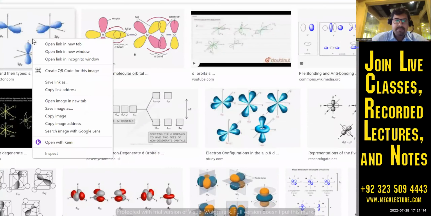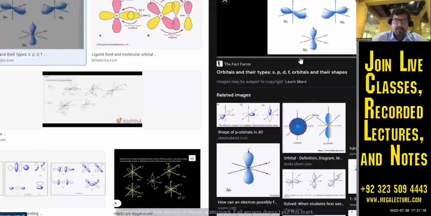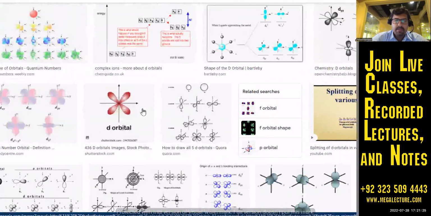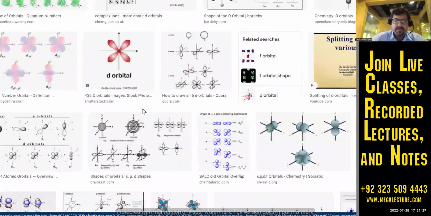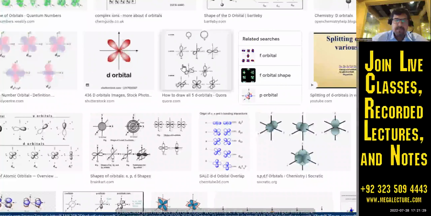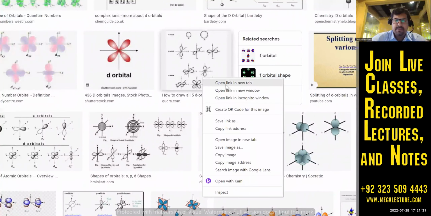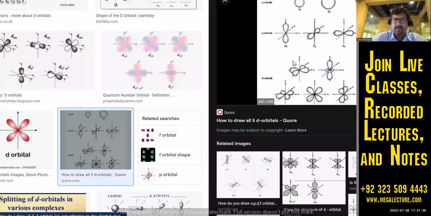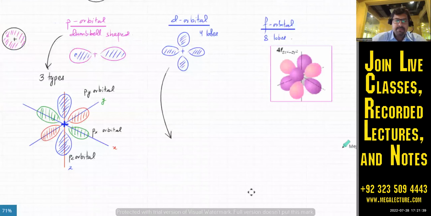Actually, this one is of the p orbitals. Okay, that's your p orbitals. But coming back to the d. So I think you should be able to understand this. Well, it has all of them. So let's take that picture. I'm just going to post it here.